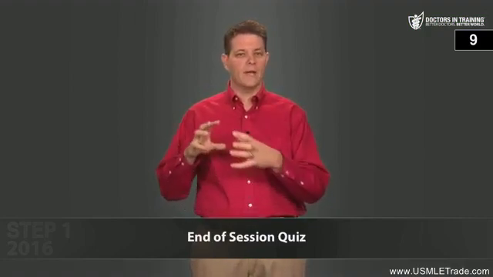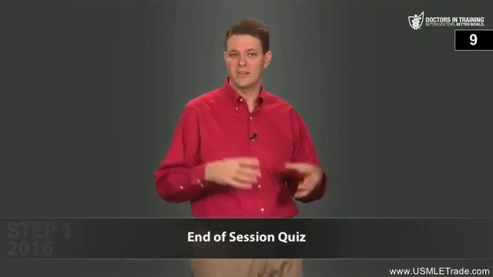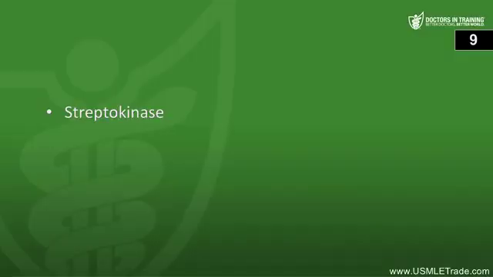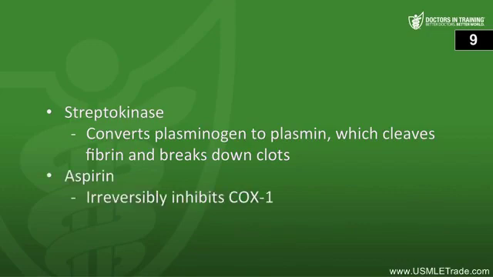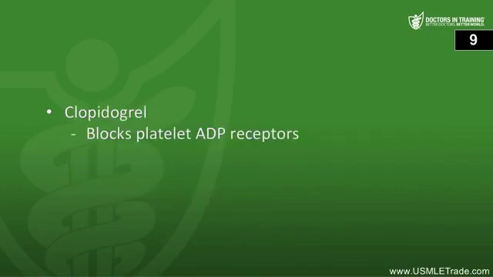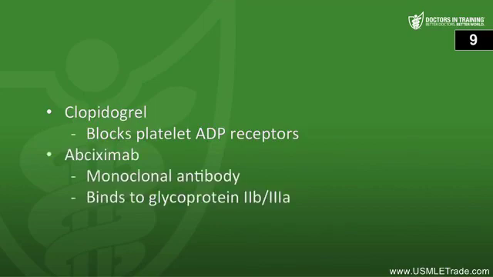So we've mixed all the antiplatelet drugs and the anticoagulant drugs together in this question for review. Streptokinase is a thrombolytic, which converts plasminogen to plasmin, which cleaves fibrin and breaks down clots. It lyses clots. It's a thrombolytic. Aspirin irreversibly inhibits COX-1. Clopidogrel blocks platelet ADP receptors. Abciximab is that monoclonal antibody that binds to glycoprotein 2B3A on platelets.